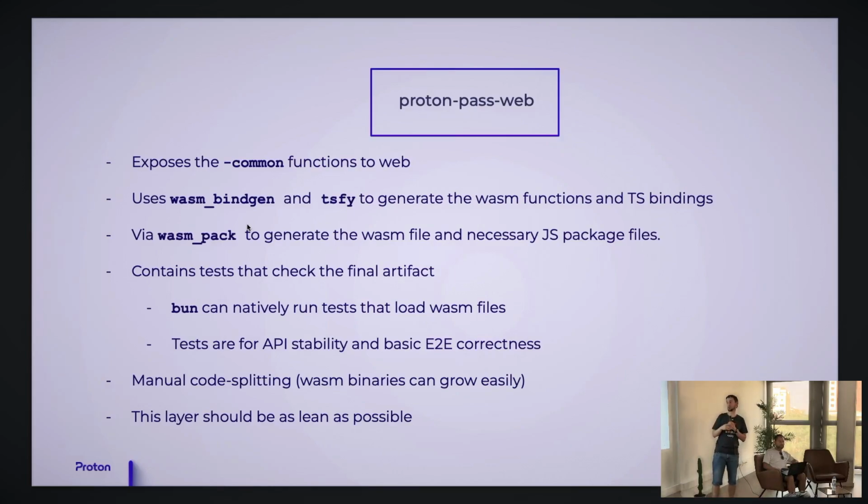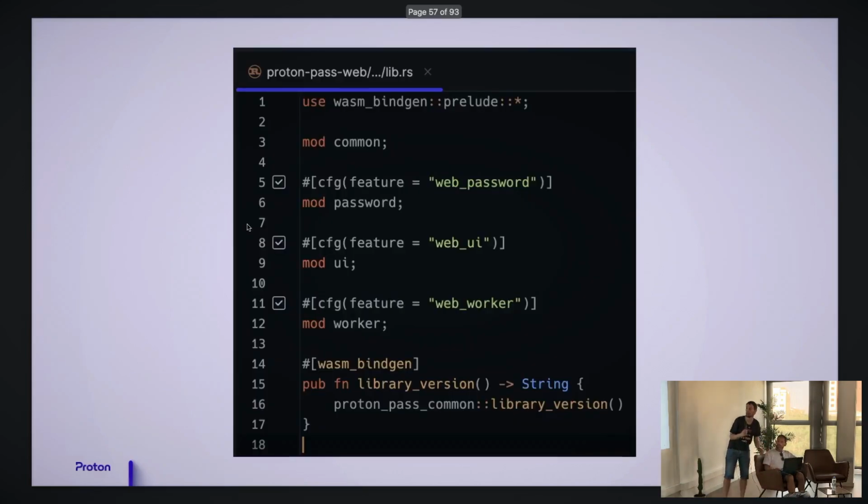So we implemented some manual code splitting techniques in order to keep the UI as lean as possible, and then all the, let's say, heavy operations are performed in the background. And again, as before, this layer should be as lean as possible. So for manual code splitting, what we did is make use of one of the Rust Cargo nice features, which is features itself. So just by annotating different modules like entry points for the Proton Pass web crate, we are able to only load partially some code of the crate when generating the final artifact.